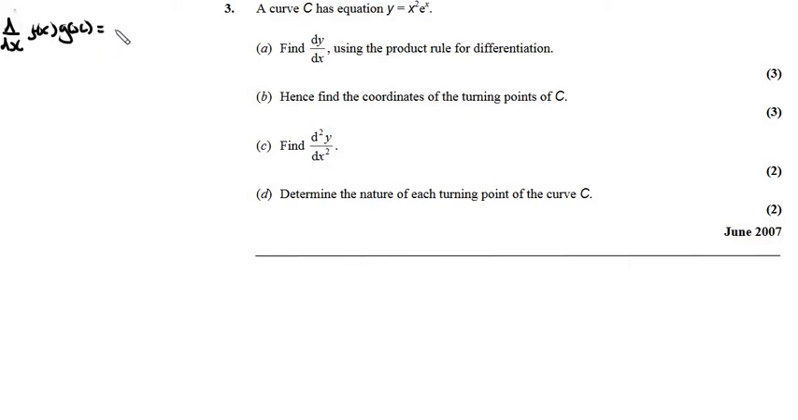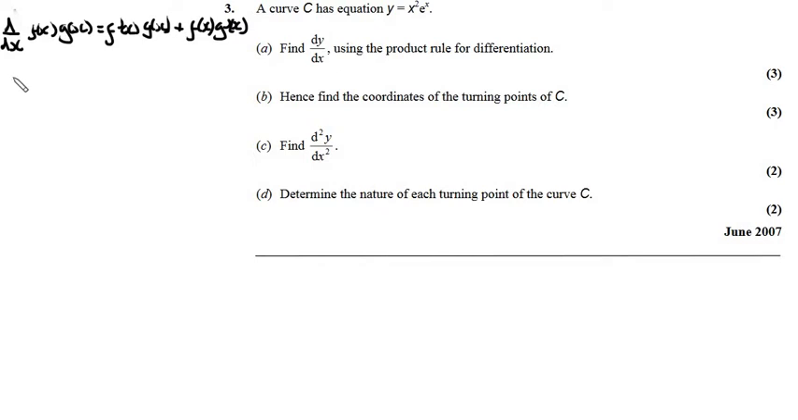is equal to f prime of x times g of x plus f of x times g prime of x. So essentially we differentiate the first part and times it by the second part, and then add the first part times the derivative of the second part.